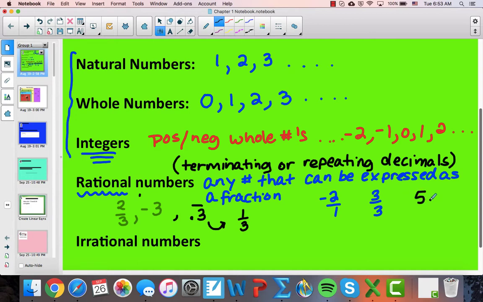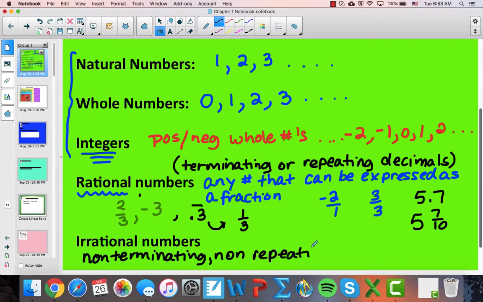So 5.7, that is a rational number because I can write that as 5 7/10. I can express it as a fraction. Whereas irrational numbers are non-terminating, non-repeating decimals.